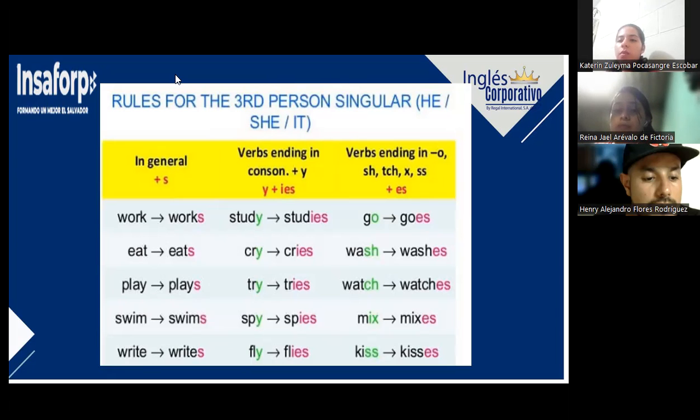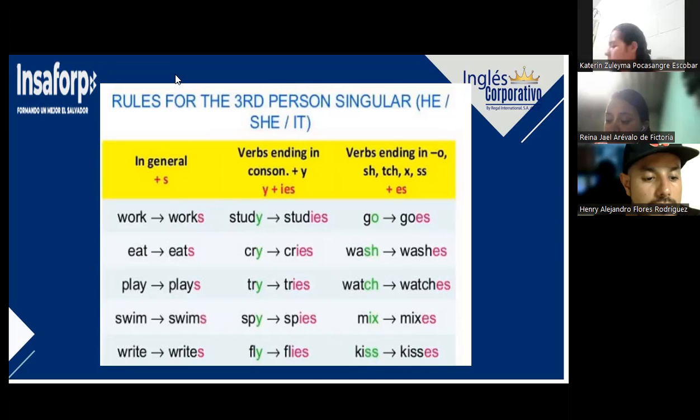Y luego tenemos los verbos que terminan en una O. Si el verbo termina en una O, termina en una SH, termina en una CH o termina en una X o termina en una SS, a ese nosotros le vamos a agregar ES. Es sencillo porque usted va a ver el verbo. Por ejemplo, el go aplica porque termina en una O. Entonces, por eso yo digo, he goes to school. Y entonces dice, pero teacher es go y ahora es goes. Ah, lo que pasa es que es en tercera persona y pues tenemos que agregarle, en este caso, la S porque termina en una O. He goes to school. She goes to the party.